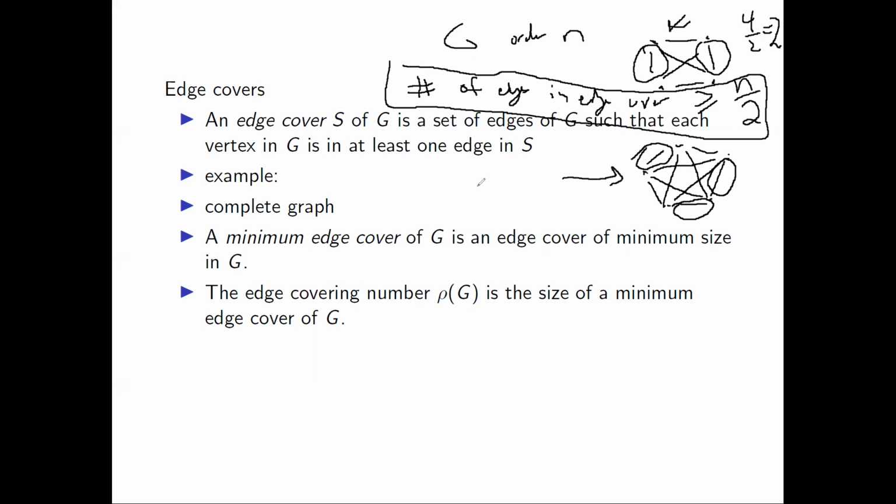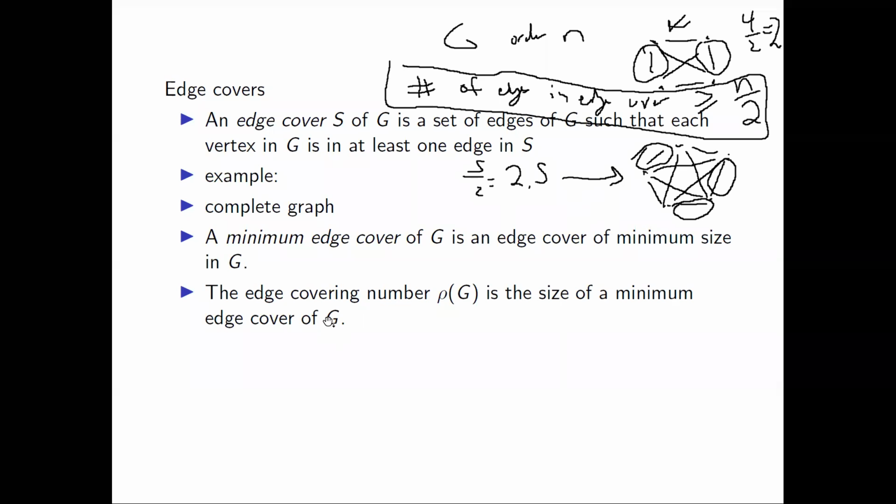This one right here, 5 over 2 equals 2.5. So the bound can't be attained when you have n odd, because the number of edges in the edge cover has to be an integer. And if n is odd, then n over 2 will be a half integer. But if n is even, then we can possibly attain the bound, depending on the graph.